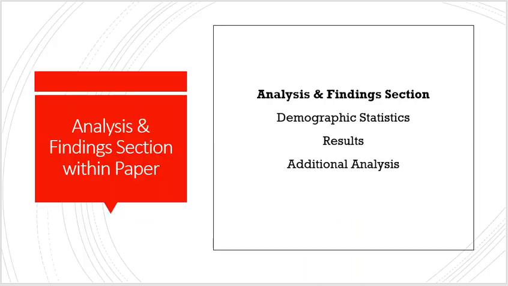The analysis and findings section includes three major sections: the demographic statistics, results, and additional analysis. Each of these should be included as major headings in your paper, so first level headings.